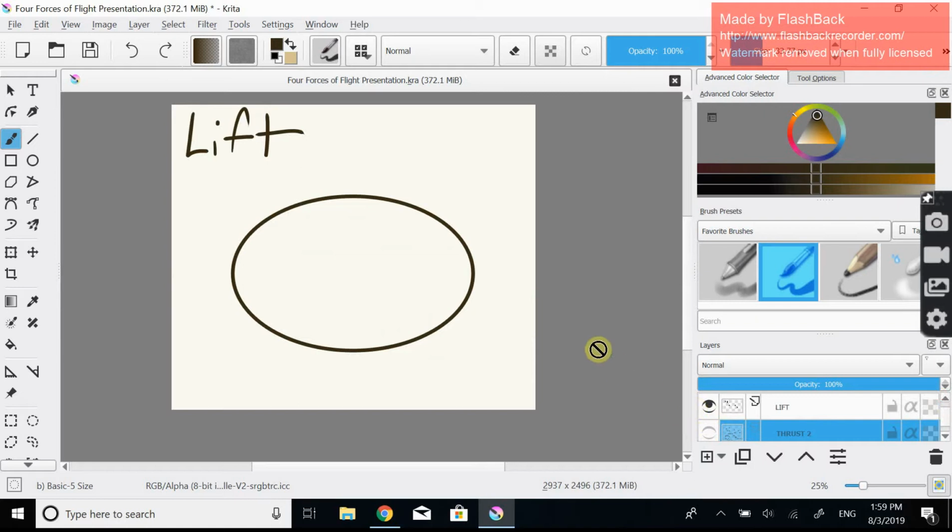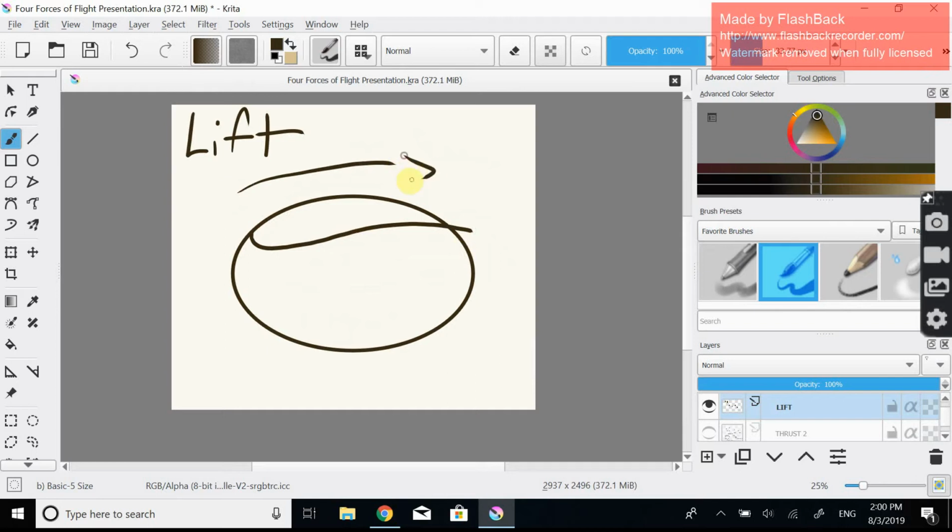The second force of flight is lift. It's generated by air flowing over the wings, which are shaped almost like a fourth of an oval. As the air moves over the top curved half of the wings, it speeds up.